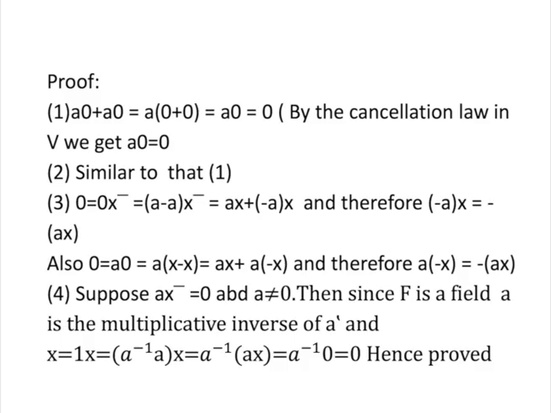Fourth condition: suppose ax = 0 and a is not equal to 0. Since F is a field, a has a multiplicative inverse a⁻¹, and x = 1·x = (a⁻¹a)x = a⁻¹(ax) = a⁻¹·0 = 0. Hence proved.